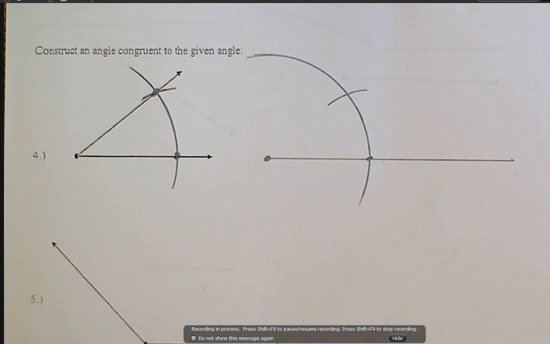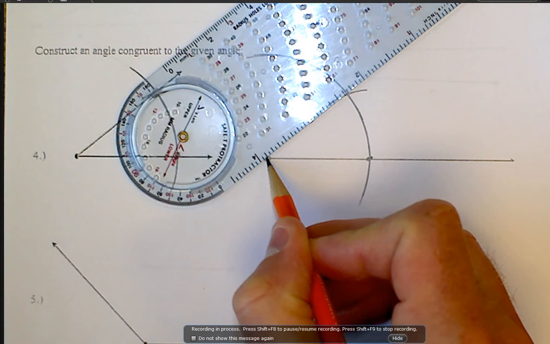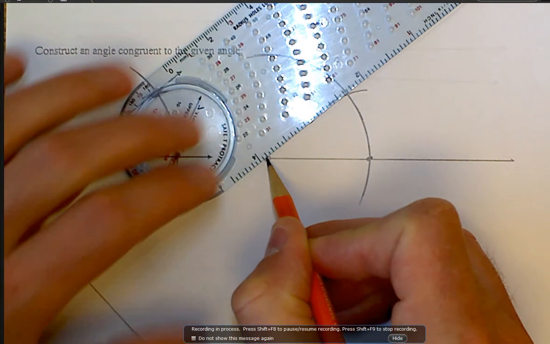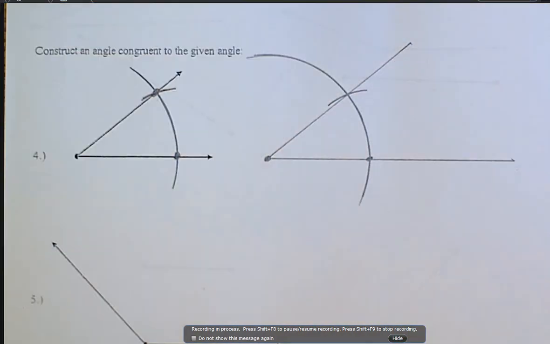And the last step is to take your straight edge. You're going to match up your endpoint with the intersection of those two swoops. Put some pressure on your protractor with your finger. Draw your straight line, and there you go.